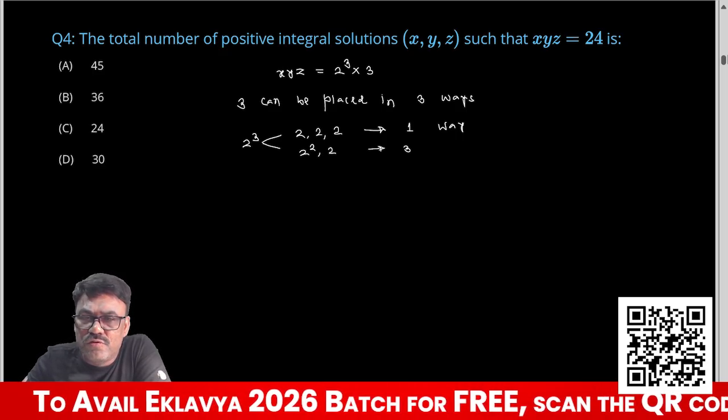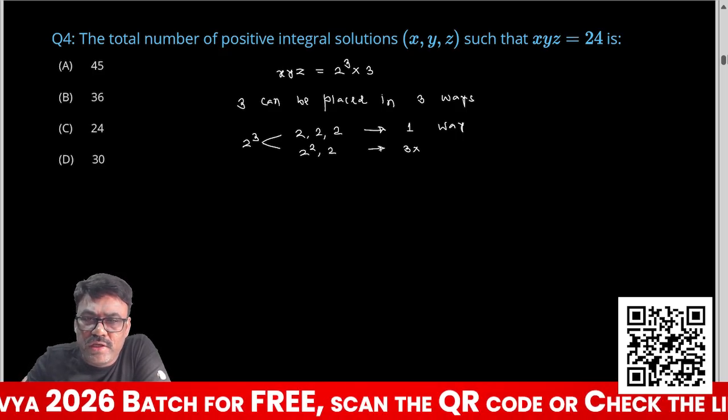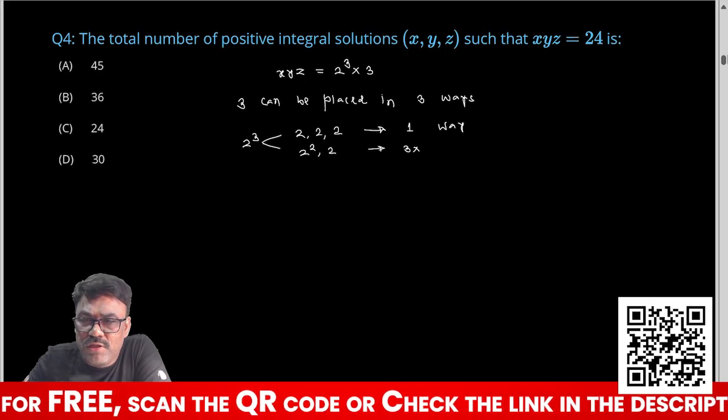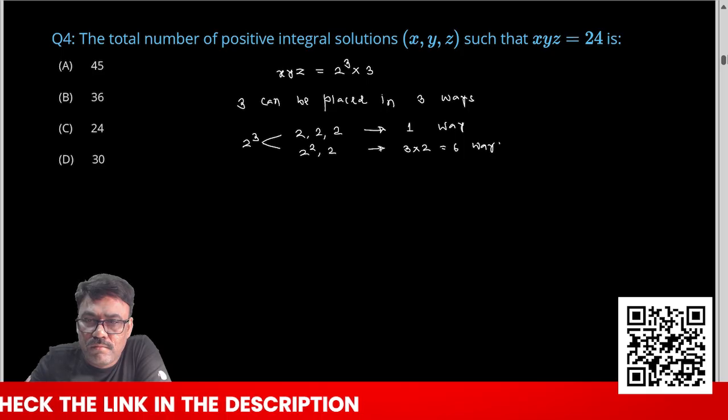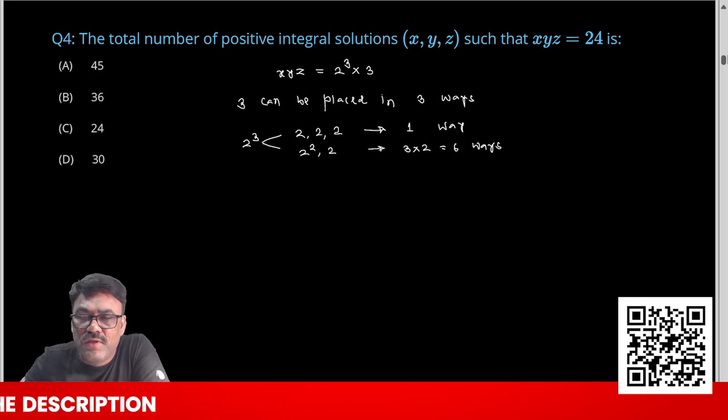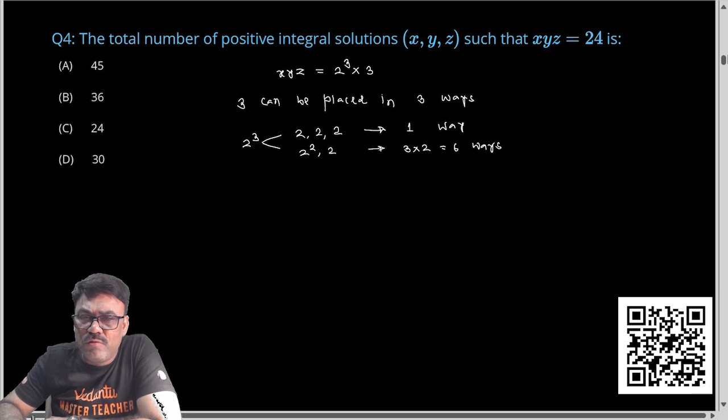Let's say 2 square goes to x. So now 2 can be given to either y or z. So 2 can be given in 2 ways. So 6 ways here. 2 square can go to x or y or z, 3 options. Let's say 2 square goes to x, then 2 will be given either to y or to z.